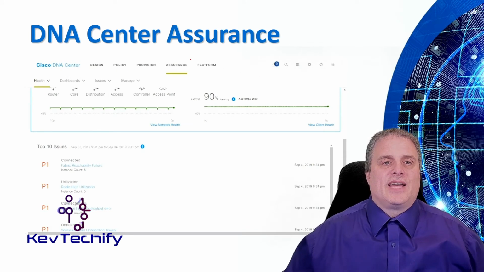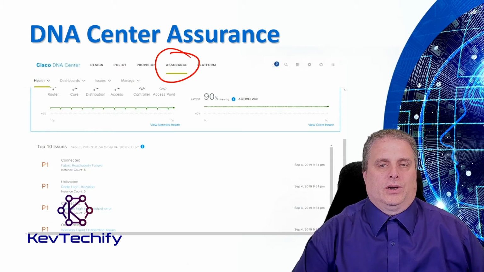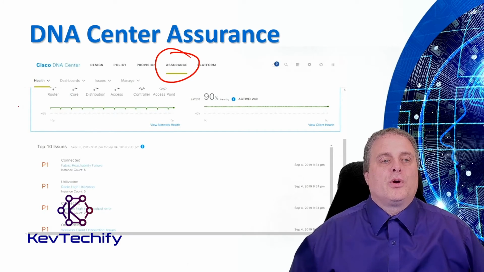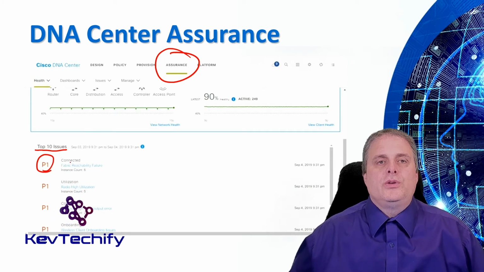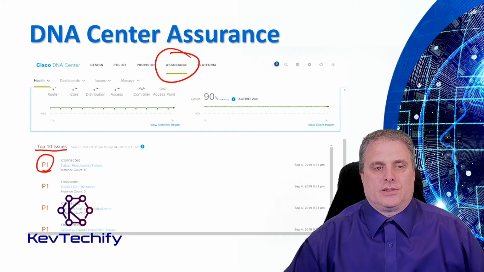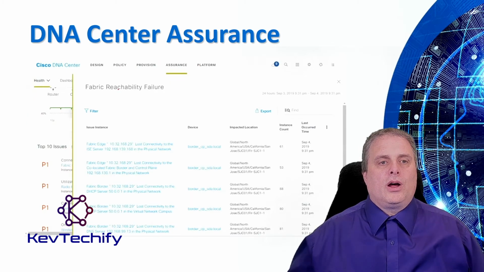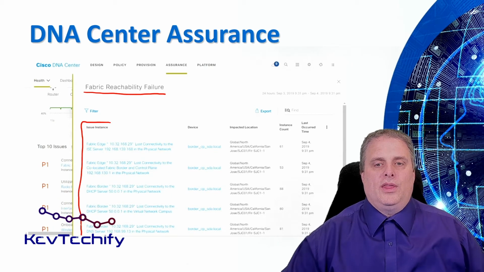With DNA Center Assurance, we can focus on the health of your network. And we can also look at our troubleshooting. If you scroll down, you'll see the top 10 issues. Priority 1 right here, that's a major issue. That's causing problems to your users, probably at multiple sites. You can go and click on the first issue that's listed here, and it'll pull up the fabric reachability failure, and it'll give you all of the information that's associated with that.